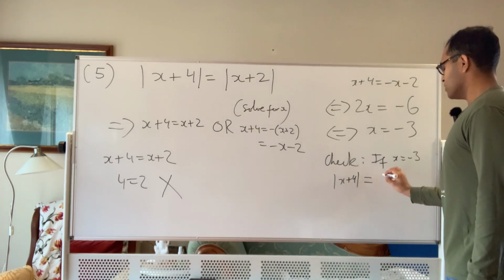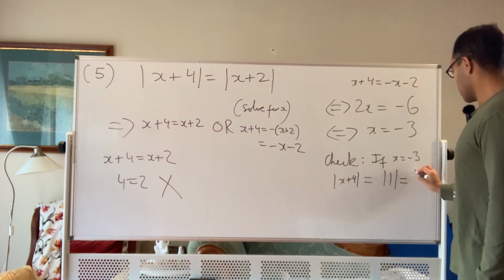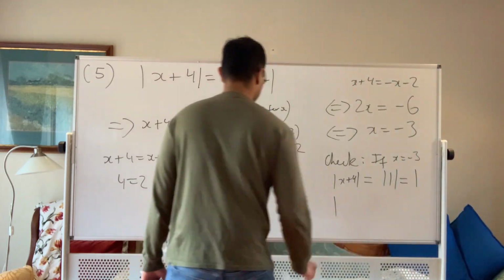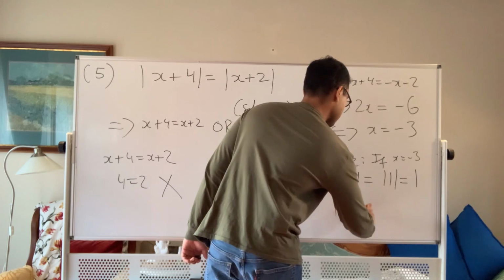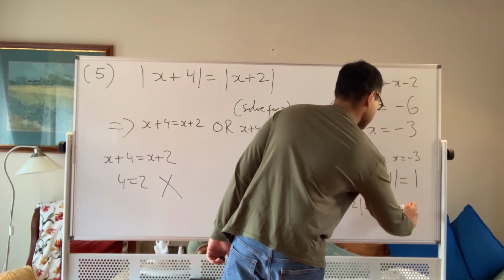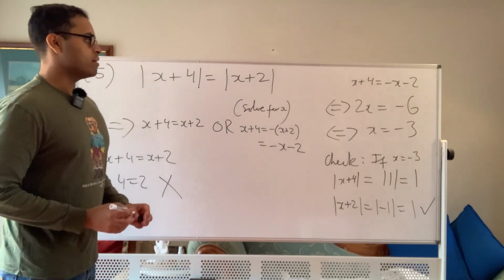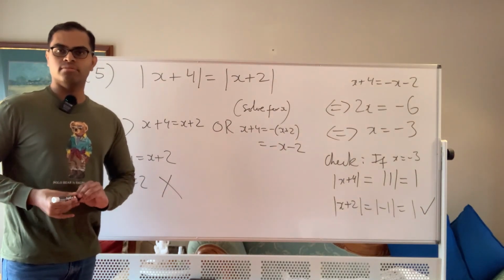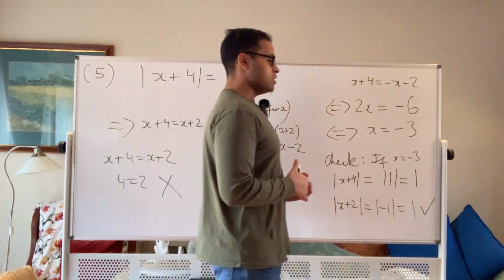the absolute value of x plus 4 is the absolute value of 1. Negative 3 plus 4 is 1, which is 1. And the absolute value of x plus 2 is going to equal the absolute value of minus 1, which is also 1. So in this case, we get 1 and 1 are both fine, and therefore that's fine. Okay, so that's a valid solution.